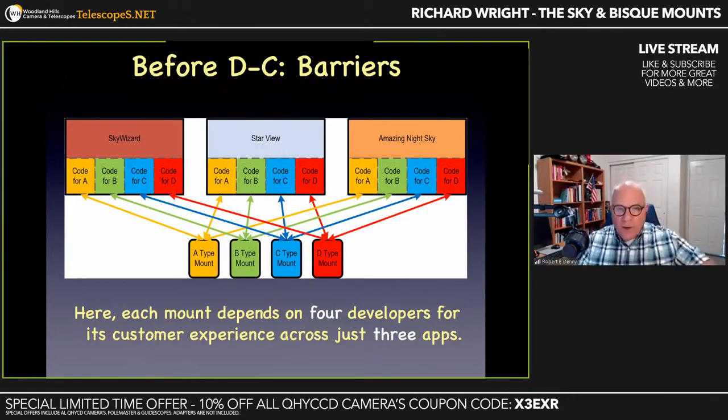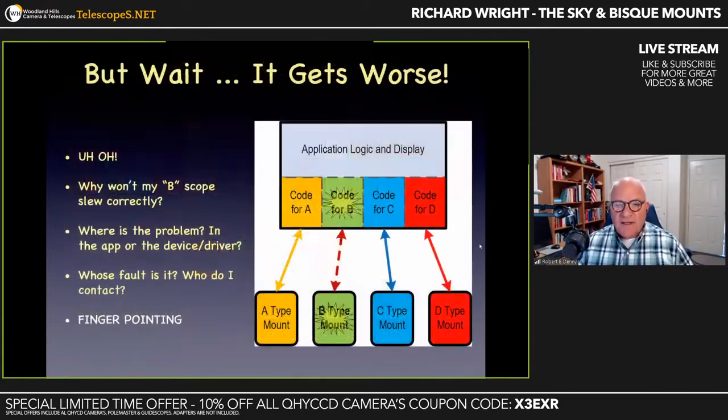So if you want an open architecture where people can come in and innovate, you really need to have a universal interface. But there's one more thing people don't think of when they think of the old ways. Let's say you have your program, your wonderful planetarium program, and now I have problems with this B mount. It's misbehaving. It crashed into the pier or it did something, well, where's the problem? I pushed slew and then it went crazy.